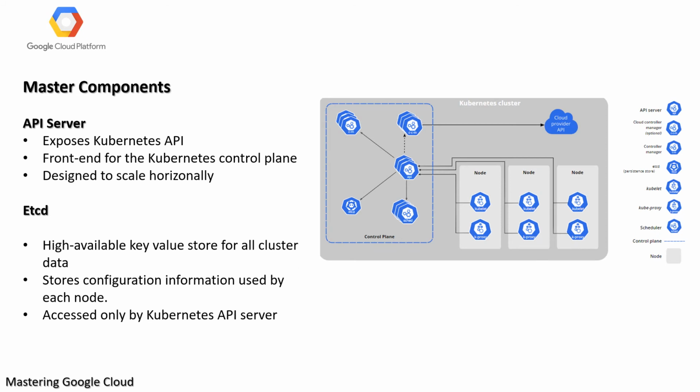Master or control plane has four components: API server, etcd, controller manager, and scheduler. Let's look into API server.